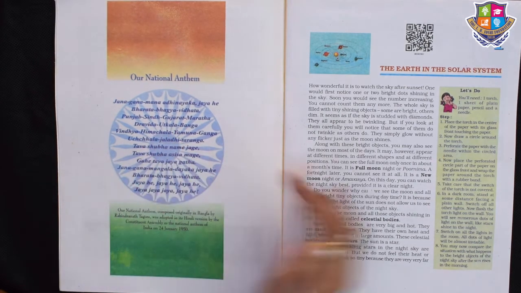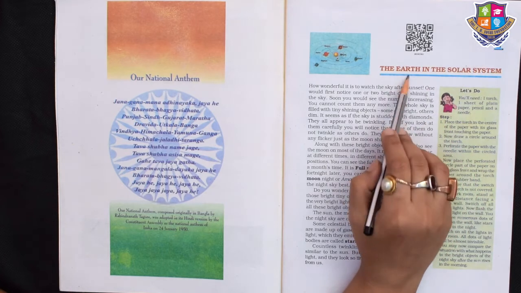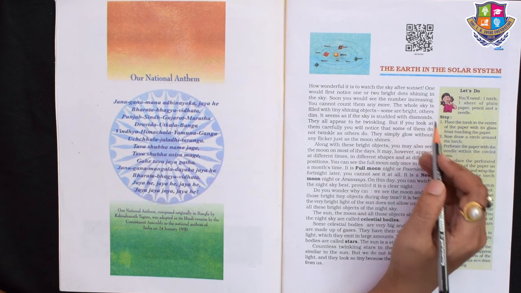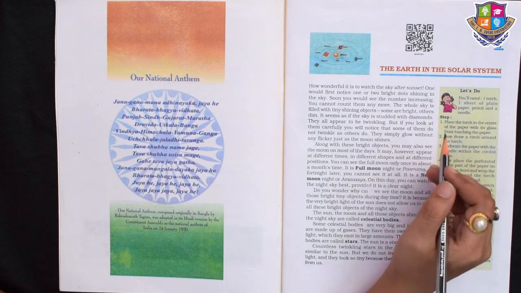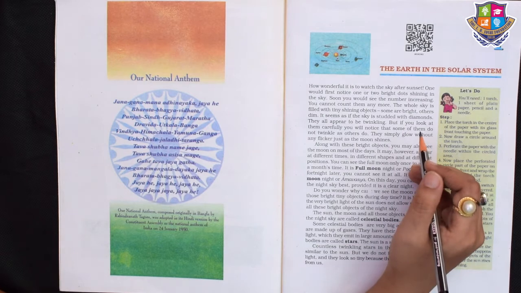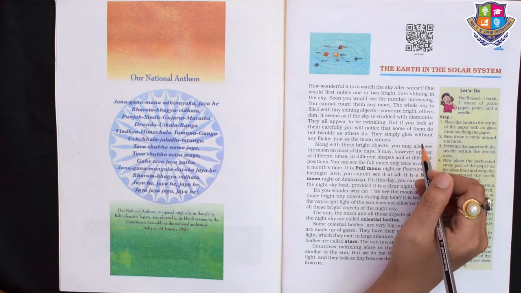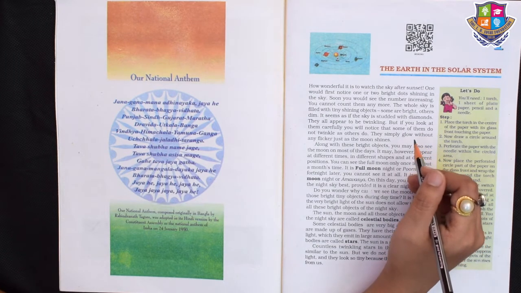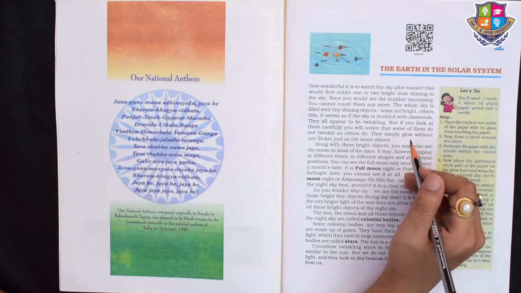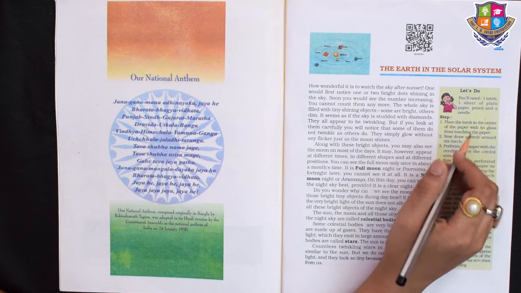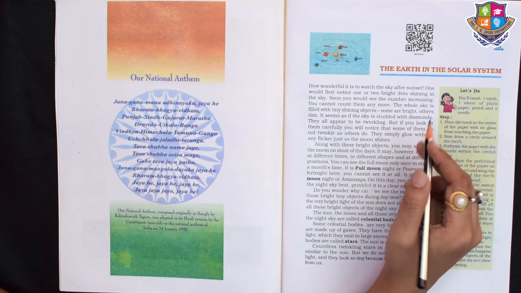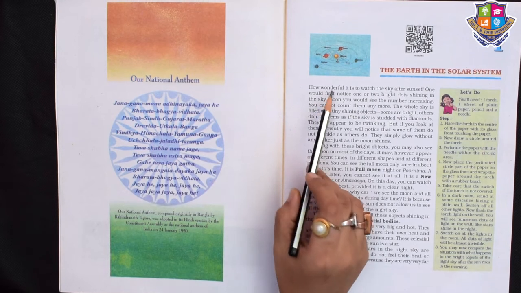Today we are on lesson number 1, the Earth in the solar system. We know that the Earth is the third planet in the solar system. And we have many celestial bodies like stars, the planets, the asteroids, the comets, all together make the celestial bodies, as well as the galaxies also. Now let's begin the chapter.